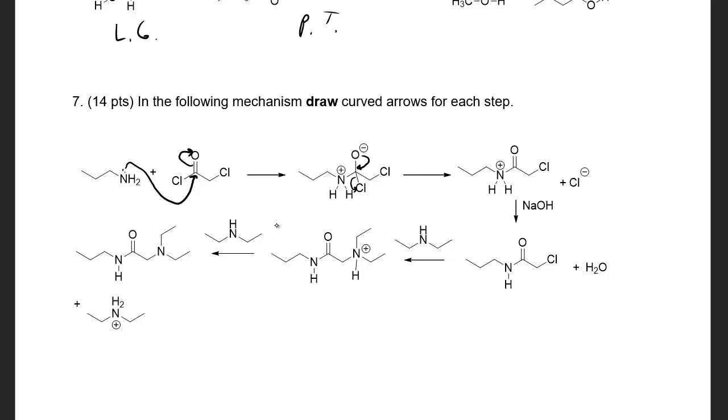Alright, in the next step, we're doing a proton transfer reaction. We have a strong base, and we have an acidic proton there. So we will take that proton, put those electrons there to neutralize that positive charge.